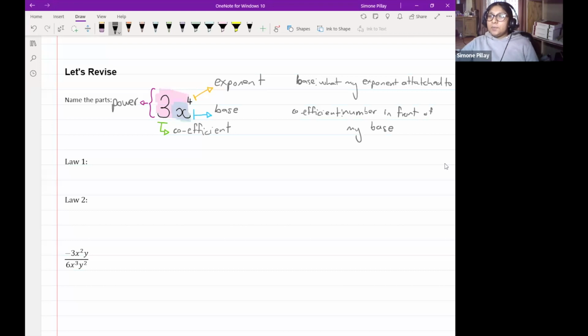So our coefficient is the number in front of my base. That's how we know the difference. My base is what my exponent is attached to, and my coefficient is the number that's going to be in front of the base. And so those are two different things. They are two separate things that we deal with. When we combine our coefficient, our base, and our exponent together, the whole thing is called a power. Now, for those of us who were in last week's lesson, we did law 1. Law 1 was the law of multiplication, and law 2 was the law of division. Can somebody tell me, what did the law of multiplication say? What was law 1?